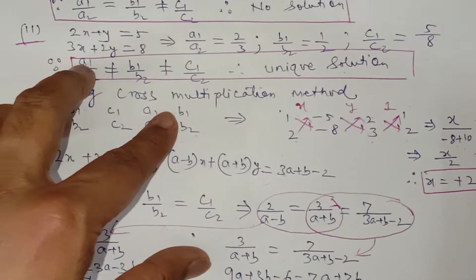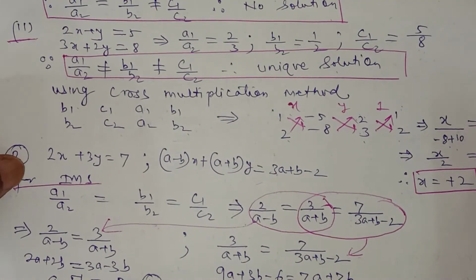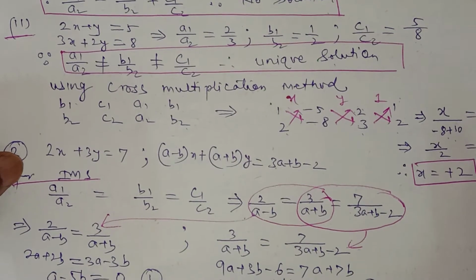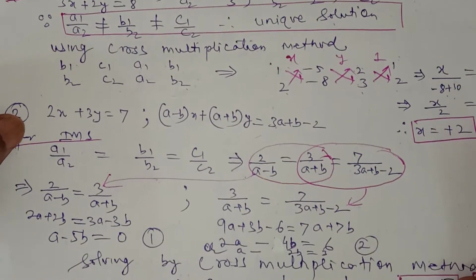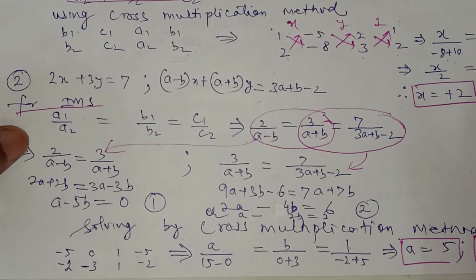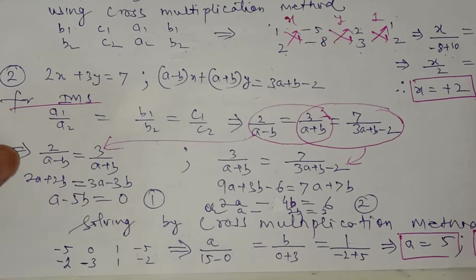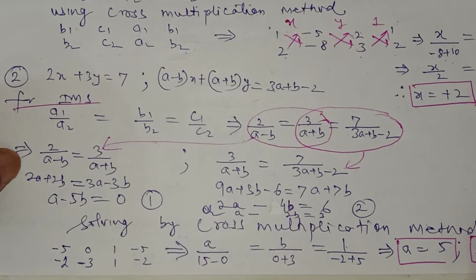So in this question, you have to tell which type of solution the equation has, and if it has a unique solution, then you have to find the solution of that equation by using the cross multiplication method. Now the question number 2, we have two parts, and this question number 2 is important.